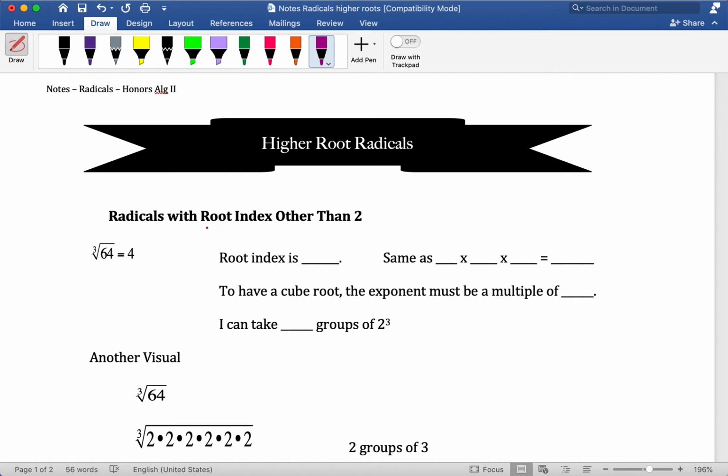Radicals with root index other than 2. So if you look here, this is a cube root. All right, so this is bigger than 2. The root is 3. The cube root of 64 is 4. So we say the root index is 3. Okay, it's third root.